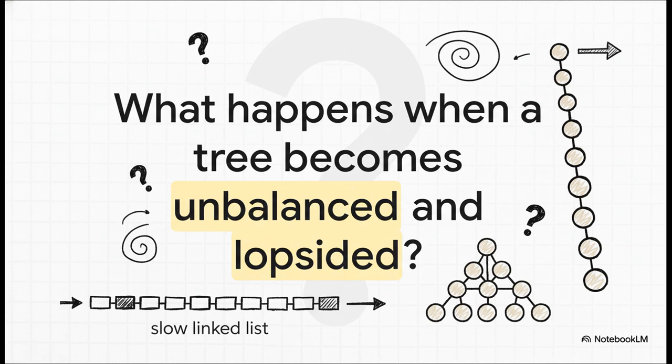This problem, the unbalanced tree, is a huge deal. And the solutions, things like AVL trees and red-black trees, are what you'll learn next to become a true master. But that's a story for another time.